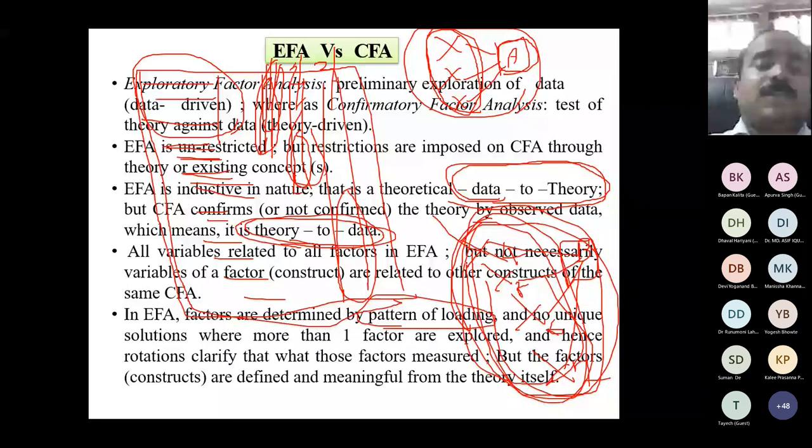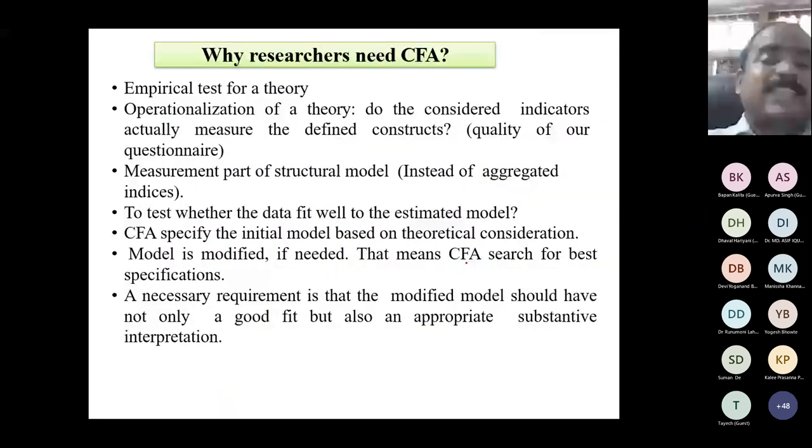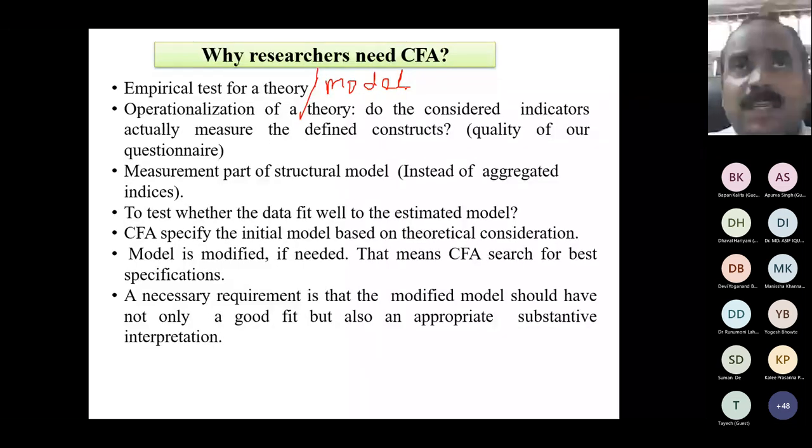Then why did the researcher need the CFA? I have already explained: to test empirically a theory or model, where a theory or model already exists or a concept is existing. Suppose the concept I was saying, Maslow's need hierarchy theory. Maslow's concept says human being needs are hierarchically ordered from lower level need to higher level need. Once the lower level need is satisfied, it is no more a motivator. The human being goes for the higher order need. This concept you want to test.